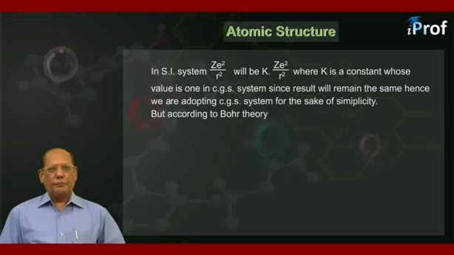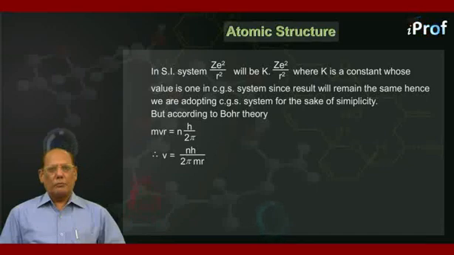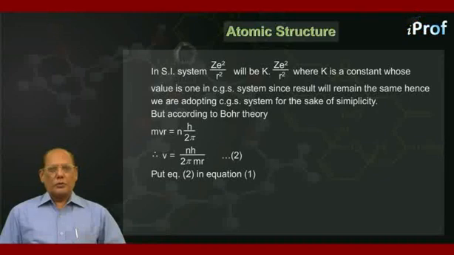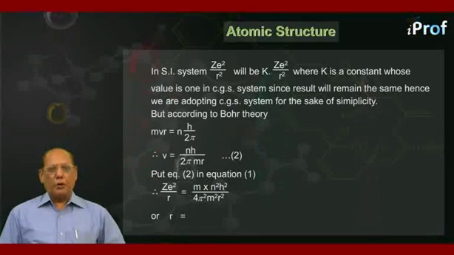But according to Bohr theory, mvr equal to nh upon 2 pi. Therefore, v is equal to nh upon 2 pi mr. Mark it as equation number 2 and put equation number 2 in equation number 1. Therefore, Ze square upon r becomes equal to m into n square h square divided by 4 pi square m square r square. From this we get an expression for r, that is r equal to n square h square upon 4 pi square m e square into Z.